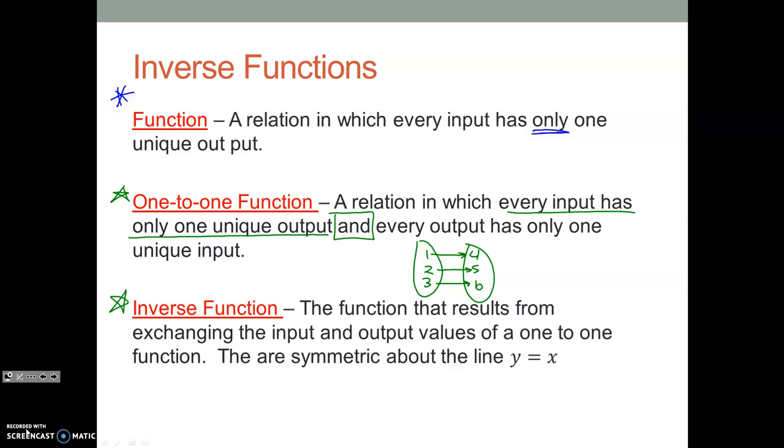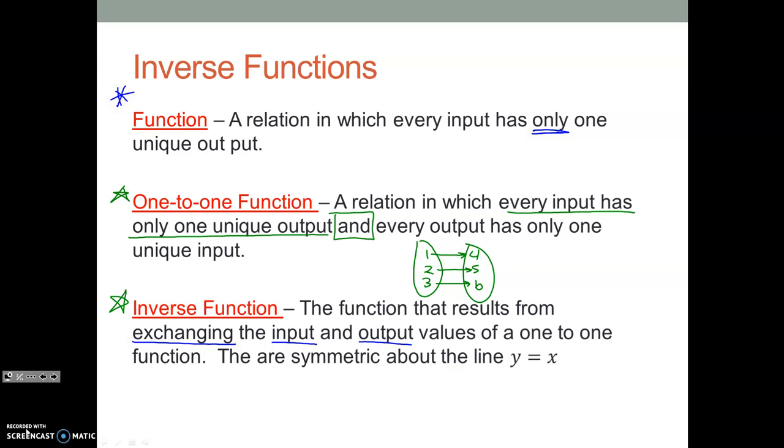So what is an inverse function? An inverse function is the function that results from exchanging the input and output values of a one-to-one function. Exchanging the input and output values is the most important thing that we are going to talk about today. Inverse functions exchange the input and output values.